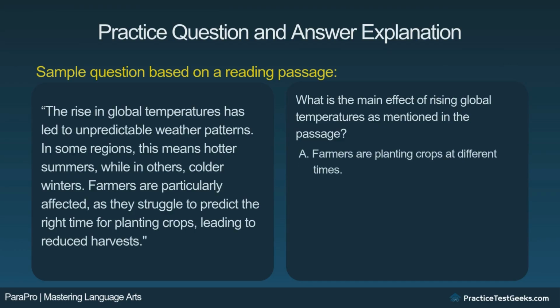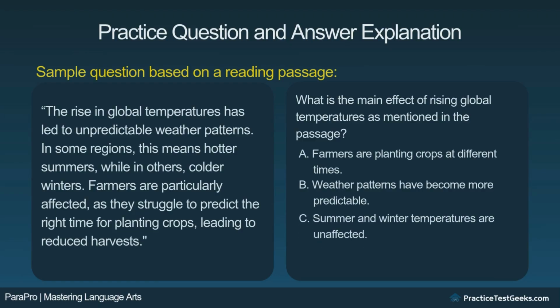A. Farmers are planting crops at different times. B. Weather patterns have become more predictable. C. Summer and winter temperatures are unaffected. D. Farmers are benefiting from the new weather patterns. The correct answer is A. Farmers are planting crops at different times. The passage explains that rising global temperatures have led to unpredictable weather patterns, causing difficulty for farmers in predicting planting times, which affects their harvests. Therefore, answer A is correct, while the other options are either unsupported by the passage or inaccurate.